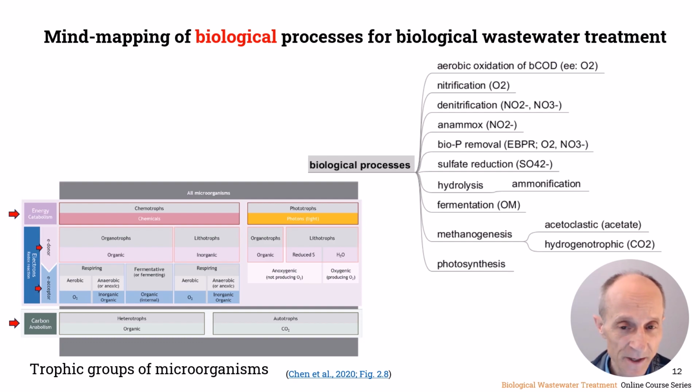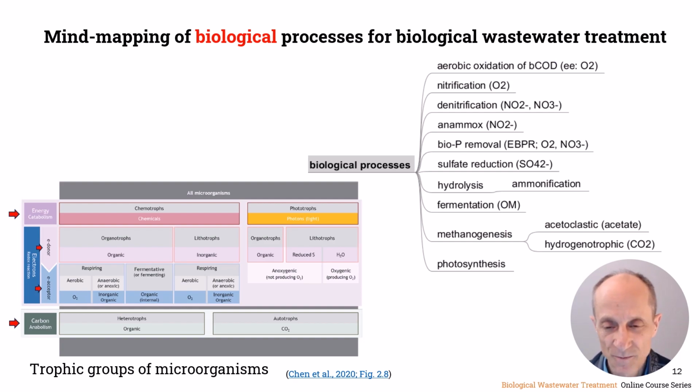Electron acceptors can be oxygen for aerobic organisms, including BIOP organisms, also called phosphorus-accumulating organisms, nitrate for denitrifiers, which includes some PAOs, phosphorus-accumulating organisms, nitrite for anammox organisms, sulfate for sulfate-reducing organisms, organic compound for hydrolysis, such as protein for ammonification, fermenting organisms, or acetoclastic methanogens, while it is CO2, carbon dioxide, for hydrogenotrophic methanogens. Photosynthesis uses various types of electron donors and produces or not oxygen.